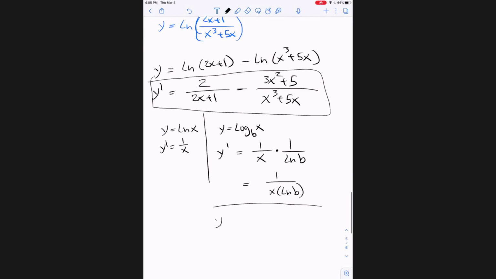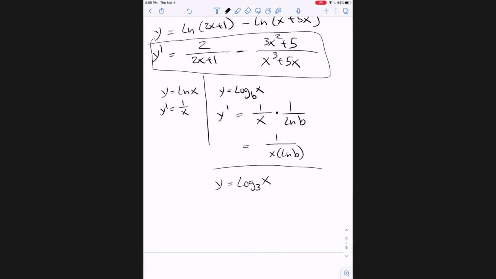So let's do a problem. Suppose I ask you to take the derivative of y equals log base 3 of x. Here's what you would do. You would say, all right, normally it would be 1 over x, but it's not natural log, it's log base 3. So I'm going to put an ln of 3 on the bottom in the denominator like that. And that's it. Does that make sense?